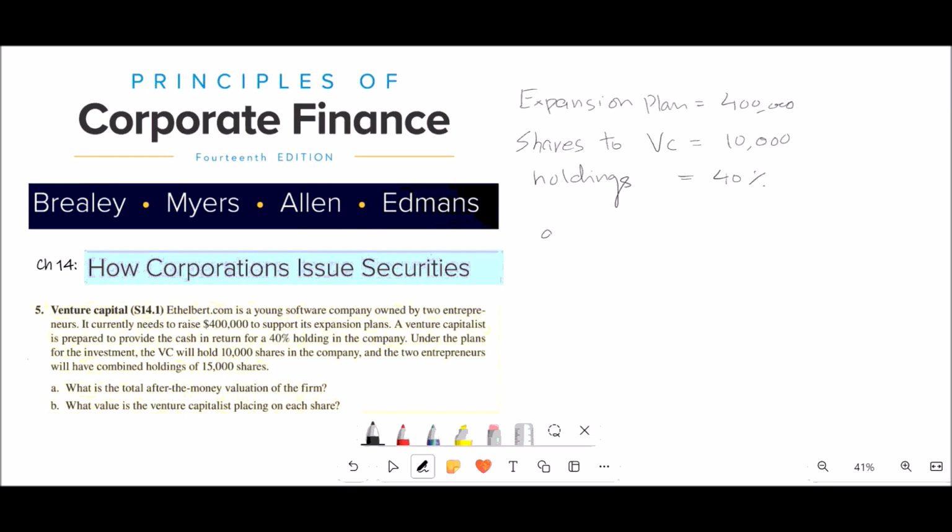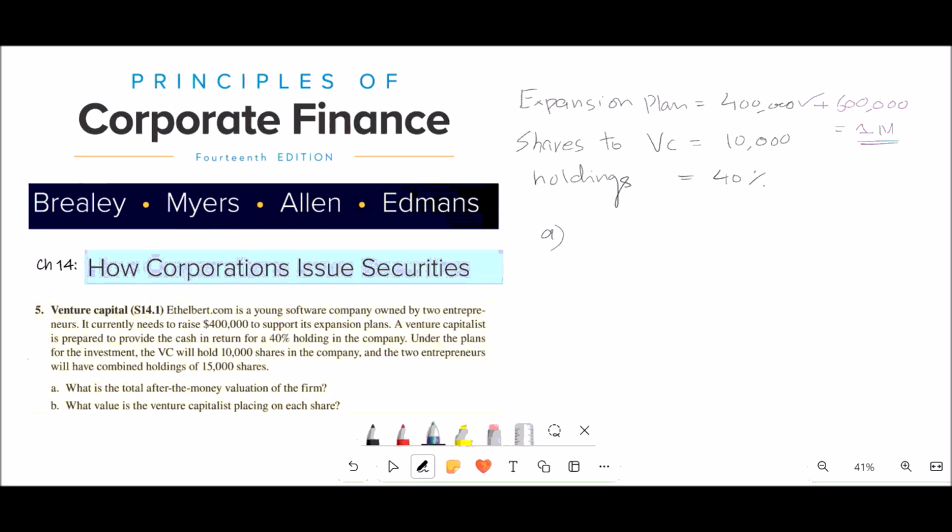So what are the two requirements? Number one requirement is what is the total after the money valuation of the firm? To calculate after the money valuation, you can simply say like you are giving 40% to the new venture. So this is the 40%. So the remaining 60% will be around 6 lakh. So total will be 1 million.